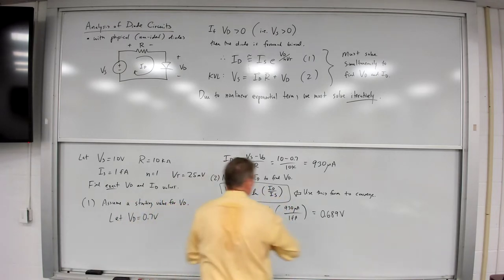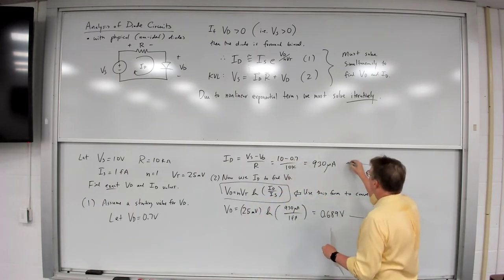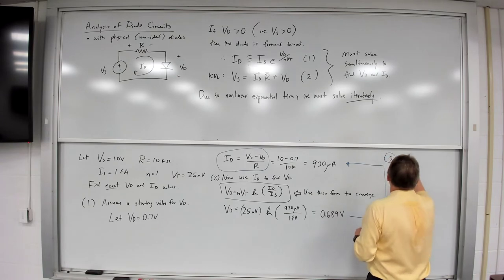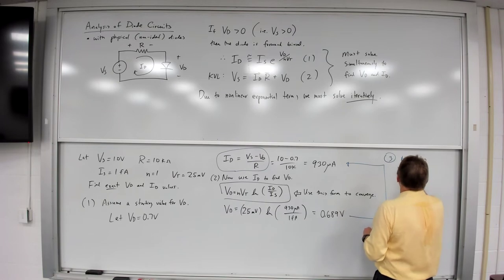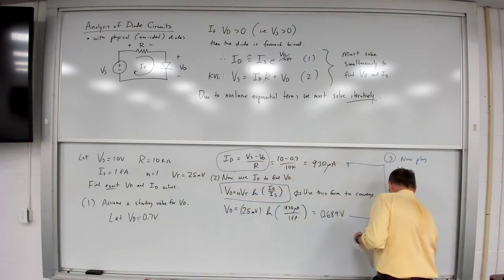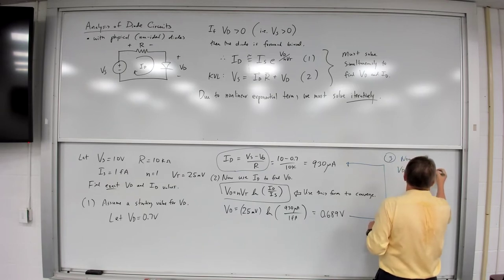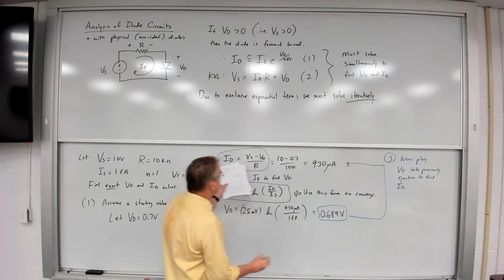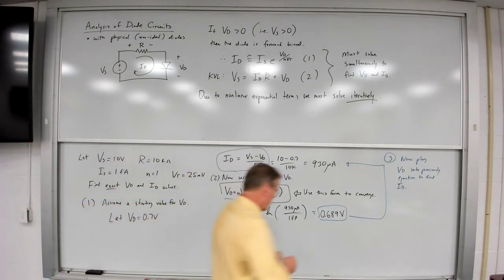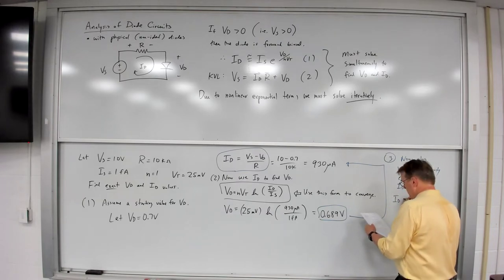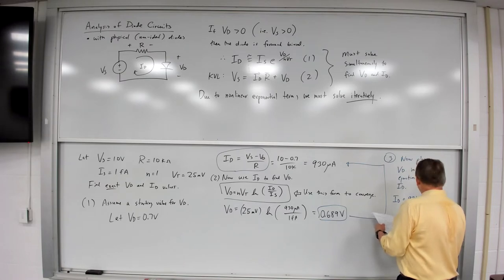So now that I've done this, let's take this and plug this back into this equation. So in this case, I'm going to take this, plug it back into this equation, and then recalculate. And if I do that, what I'm going to get is that ID is equal to 931.1 microamps.